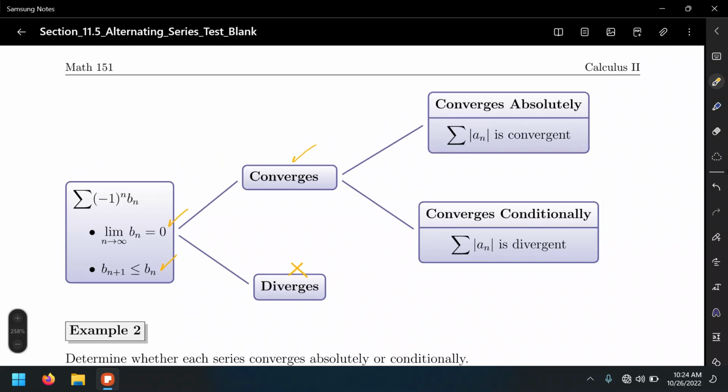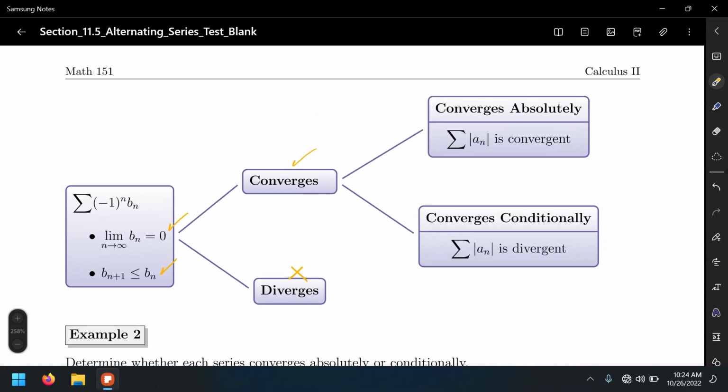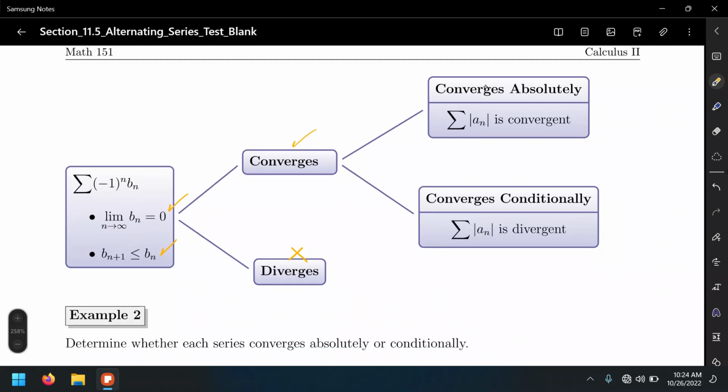Now, once we find out that the series converges, we have two further options. Number one, it converges absolutely if the series of the absolute value converges, but otherwise it converges conditionally if the new series we obtain diverges. So that's absolute convergence and conditional convergence.